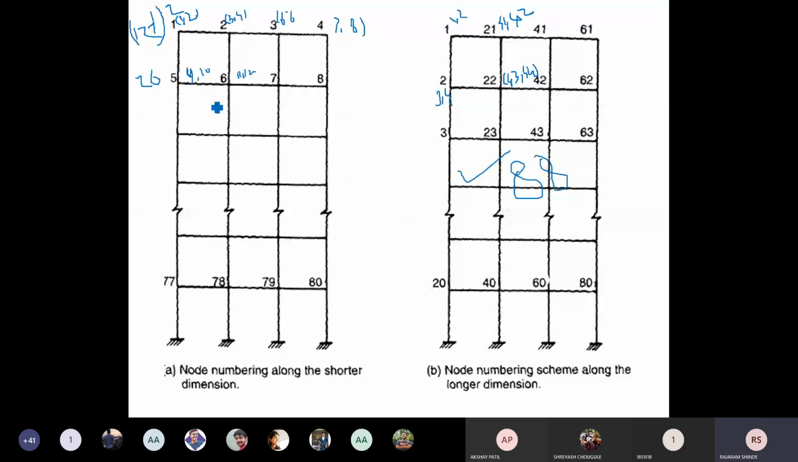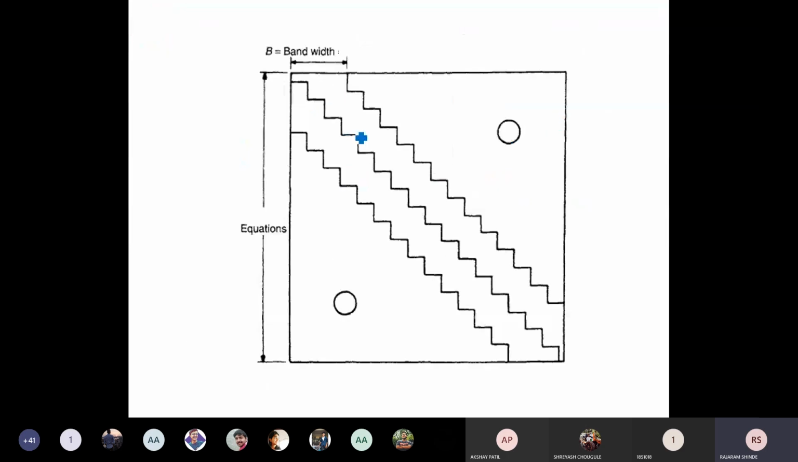And the bandwidth for this stiffness matrix is 11 into 2, 22. You can see here, if we increase the bandwidth, the number of locations required is more, so this node numbering scheme is better than this one. Now you see here, this is the banded matrix bandwidth.